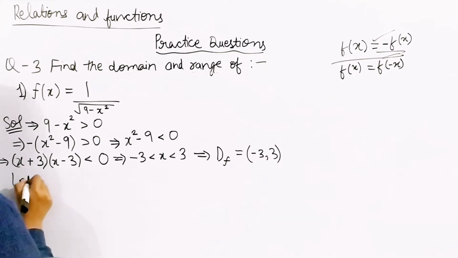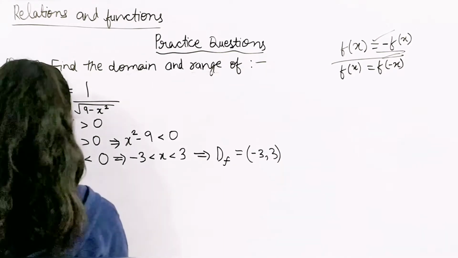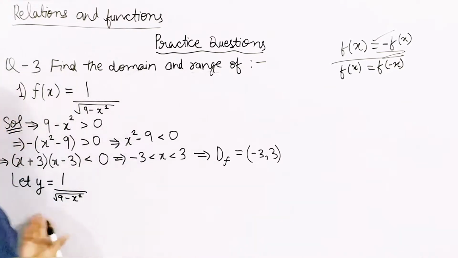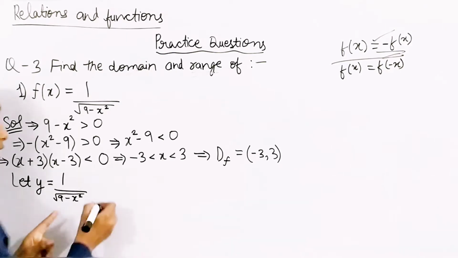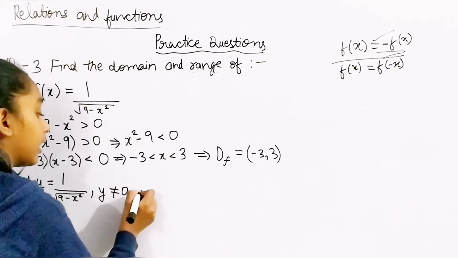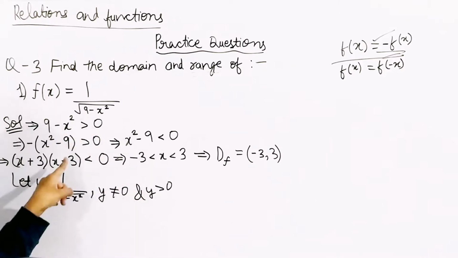Okay? So I'm going to say, let y is equal to 1 upon under root 9 minus x squared. Okay, just have a look. Let's say that let y is equal to 1 upon under root 9 minus x squared. Got it? One thing that we know is that y is not equal to 0 and y will be greater than 0, as we can see from this.